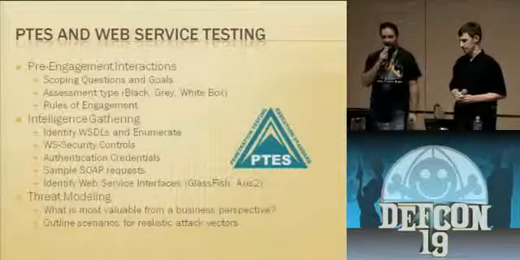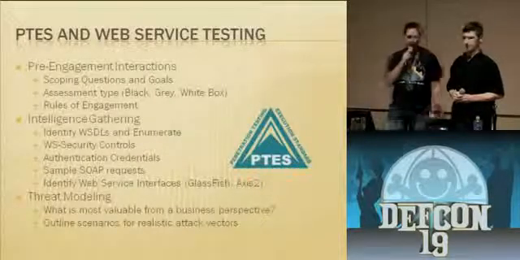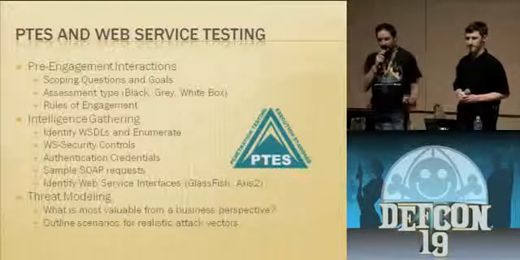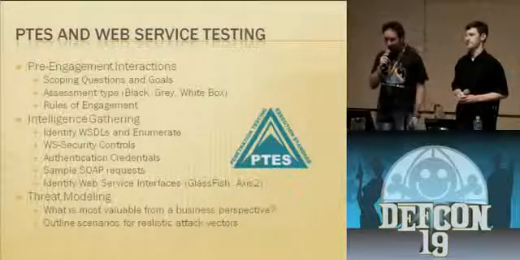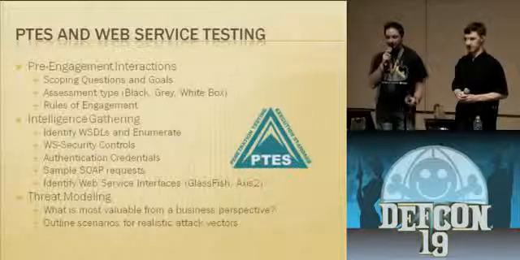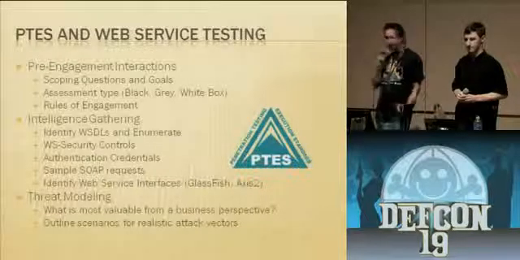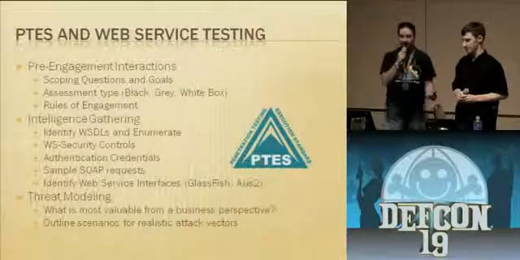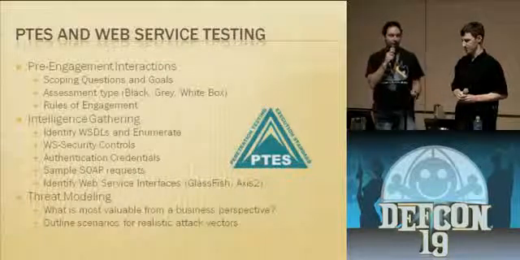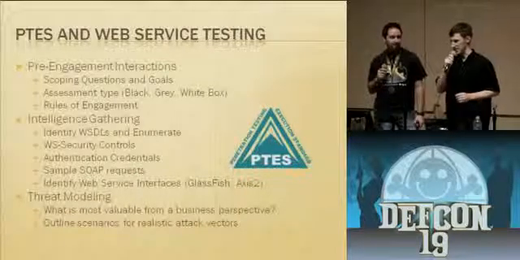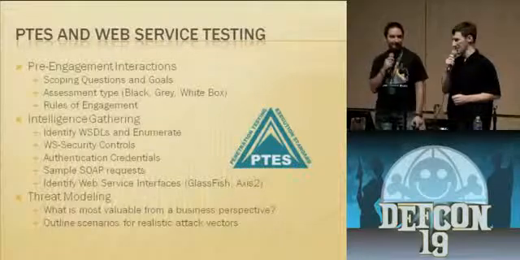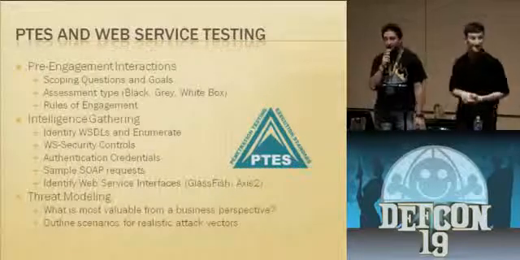Breaking this down from a high level, our white paper, which we'll have links to at the end, has the full excruciating detail that you can go through. But it really starts with the pre-engagement interactions, which is your scoping questions and goals, defining what type of assessment this is, and of course your rules of engagement. Do you have web services? That should be a question for any type of web app engagement, exactly.